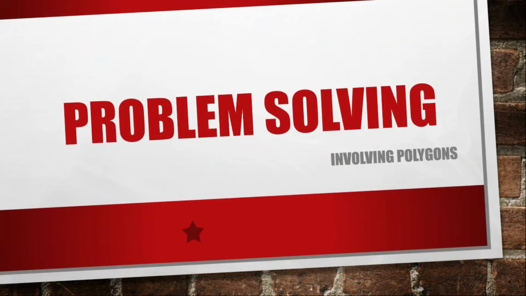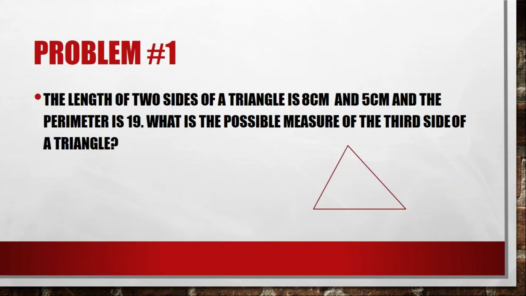So let's have problem solving involving polygons. The first problem. By the way, these problems are in your module. So consider this as your bonus points. Problem number 1. The length of two sides of a triangle is 8 centimeters and 5 centimeters, and the perimeter is 9. What are the possible measures of the third side? Take note.